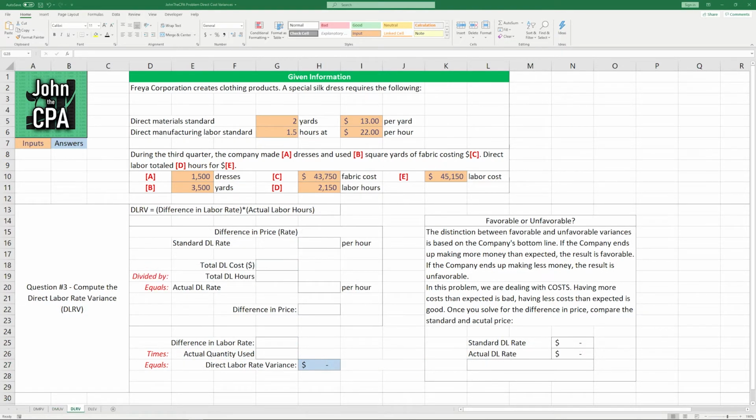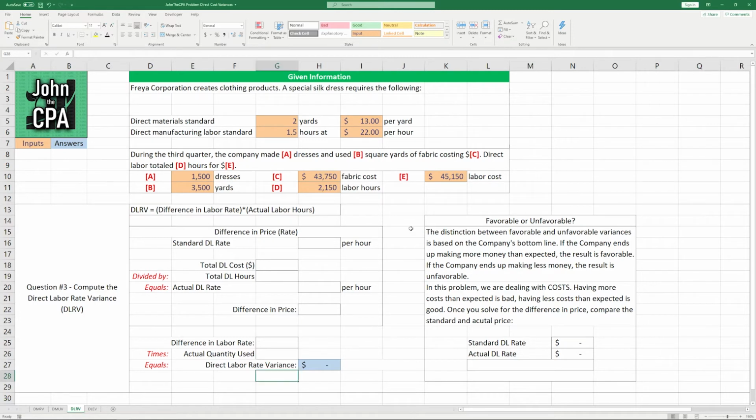All right, number 3 here, the direct labor rate variance. So this is the price variance for direct labor. The good news is that if you've made it this far, these next 2 questions are going to be very similar to the first 2, because a price variance is still a price variance, whether it's direct materials or direct labor, and a quantity variance is still a quantity variance, again, whether it's direct materials or direct labor. Let's start out with the direct labor rate variance here.